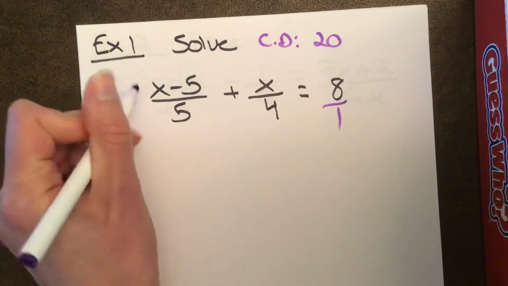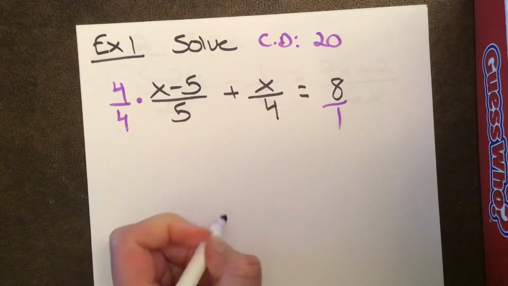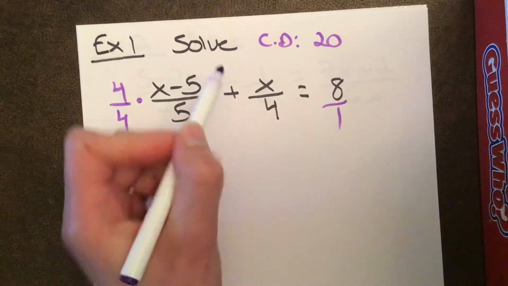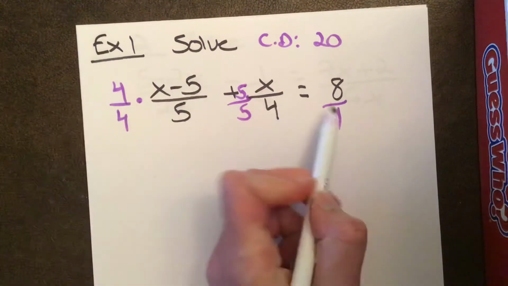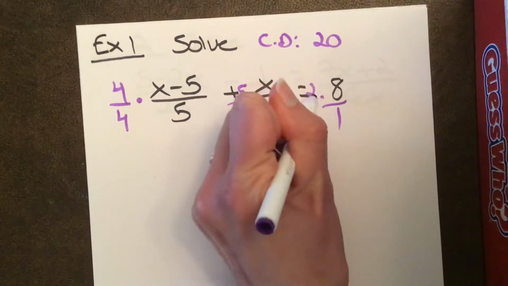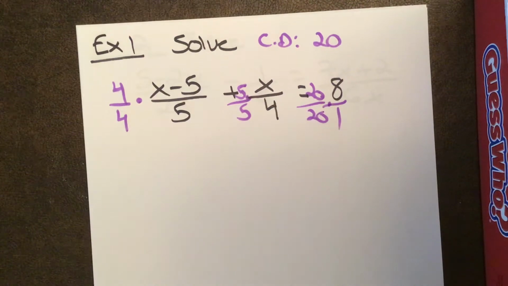Okay? So this is 5, so I'm going to need to multiply it by 4. Remember, got to do it to the top and the bottom. This one is over 4, so I'm going to multiply it by 5 over 5. And this one's over 1, so I'm going to multiply it by 20 over 20. Okay. And then I'm going to multiply.